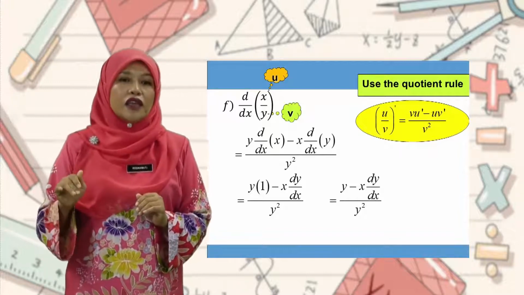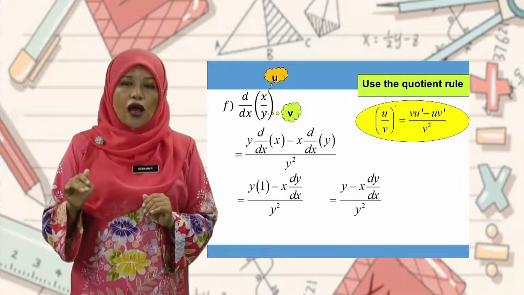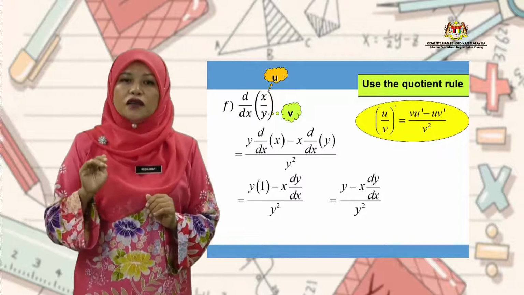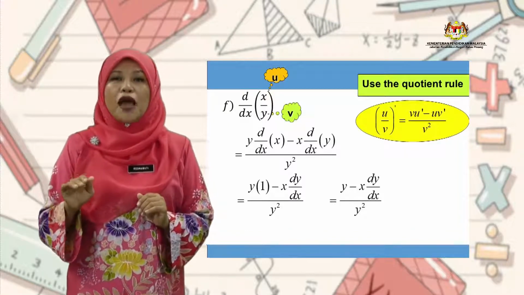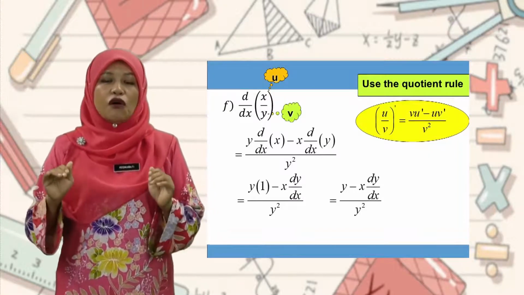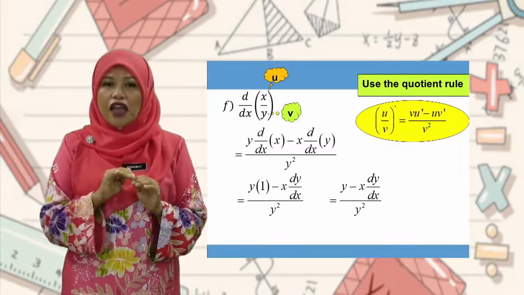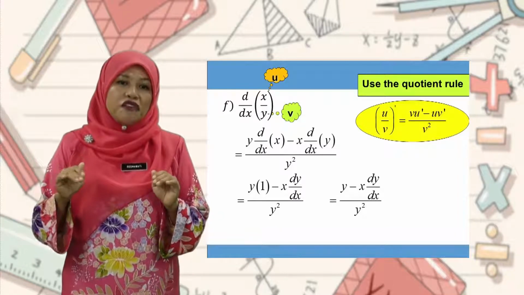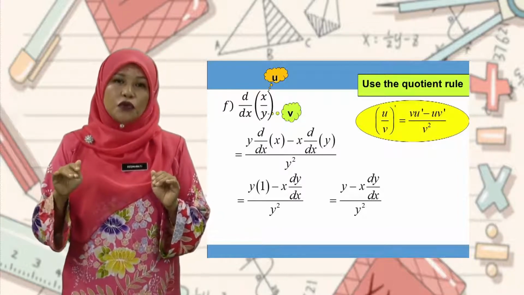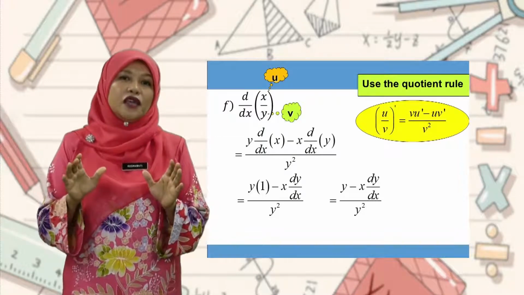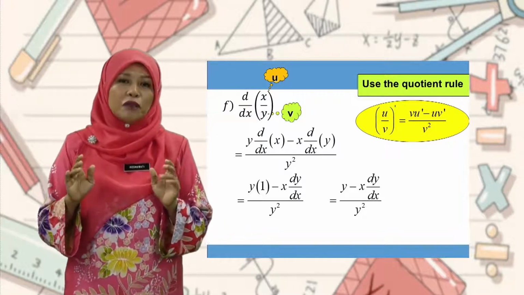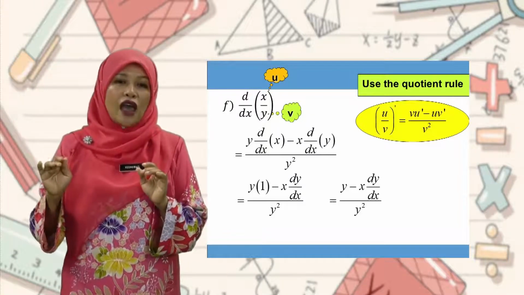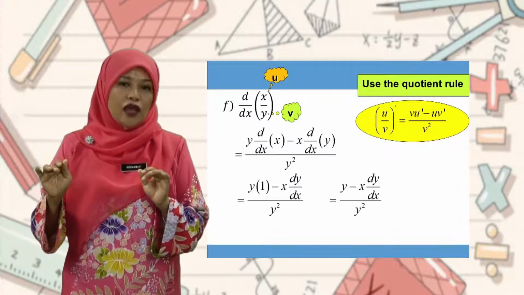So we fill in this x and y into the formula, then we will have y differentiation of x minus x differentiation of y, everything over y squared. So when we differentiate the x, we will have y. So the first term here, we will have y multiplied with 1. Then minus, so for the second term here, we will have differentiation of y.